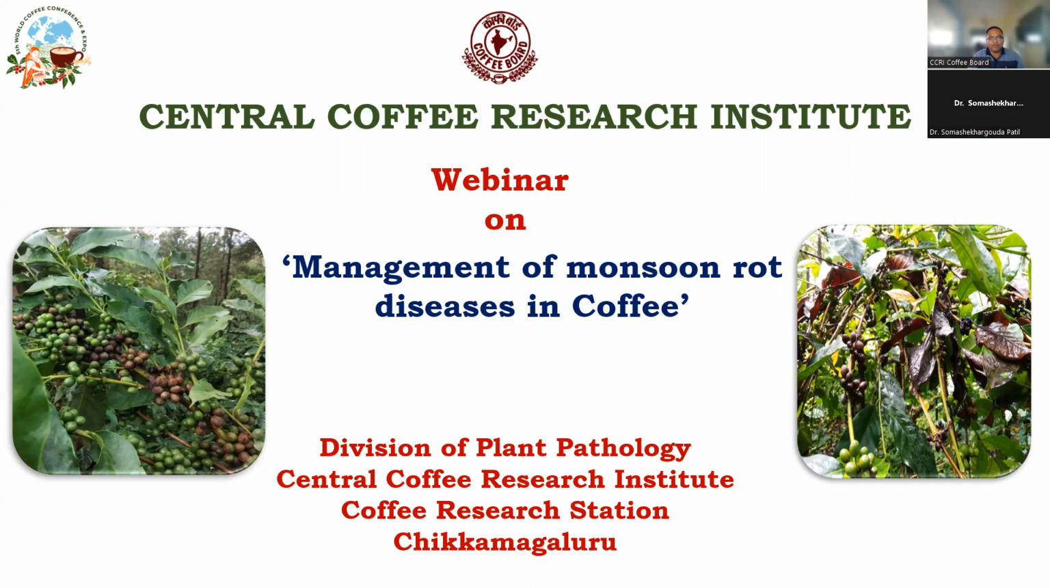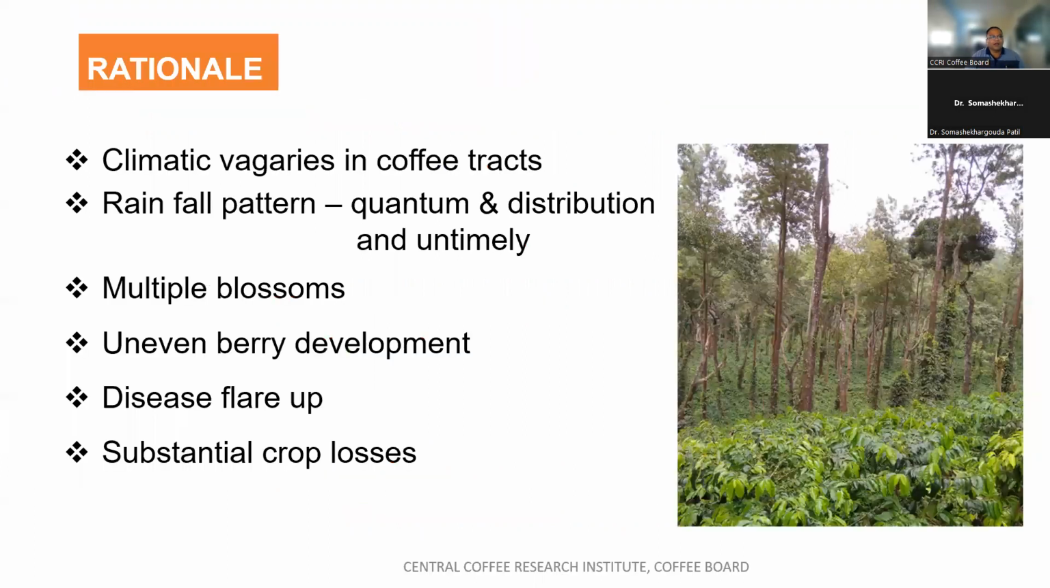All the participants, I welcome you all to this session on management of monsoon rot diseases in coffee. Nowadays, due to the climatic vagaries in coffee tracts, we are facing a lot of problems, especially multiple blossoms, uneven berry development, and a lot of diseases like the monsoon rot diseases. Due to all these problems, we are facing substantial crop losses.